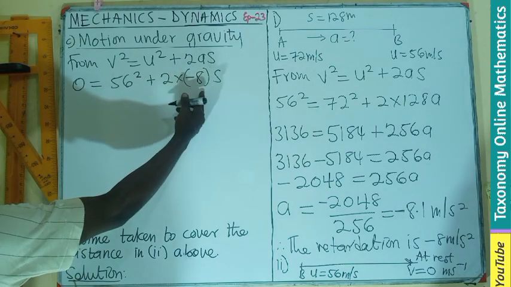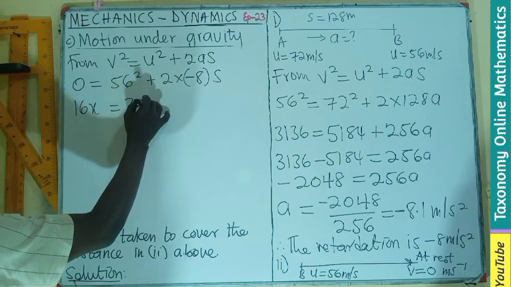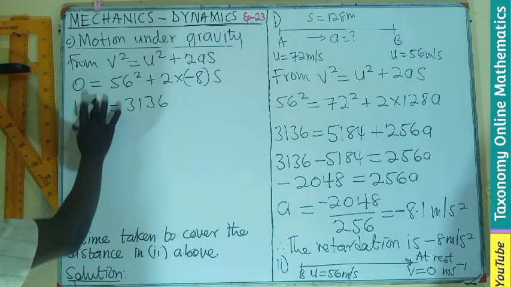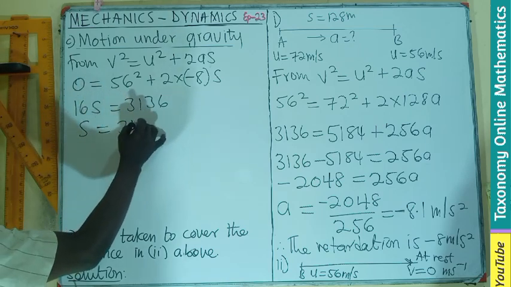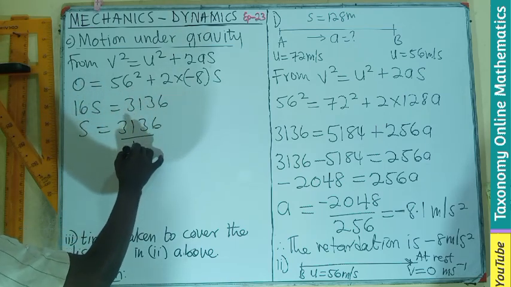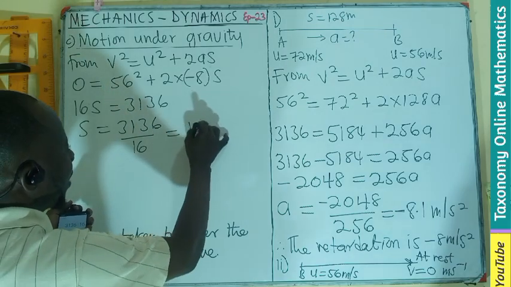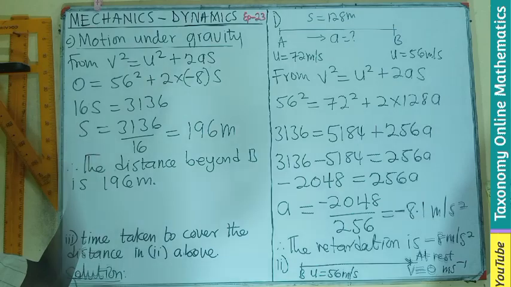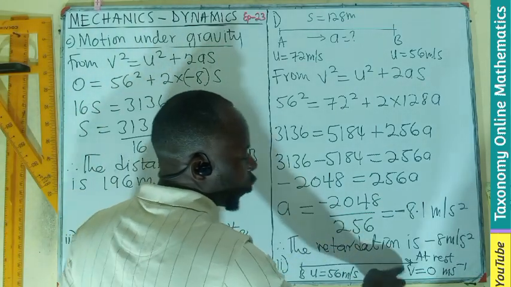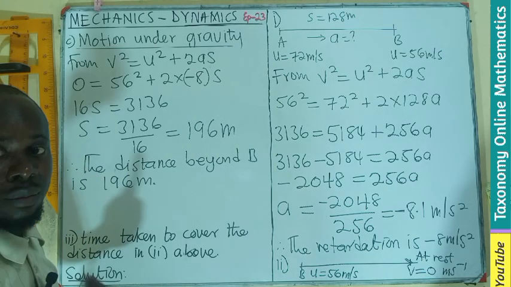Now let's bring all of these together as positive 16x equals 3136. This is our x, right? So x will become 3136 divided by 16. Let's see what that will be on our calculator. That will give you 196 meters. So the distance beyond B where the body will come to rest is going to be 196 meters.